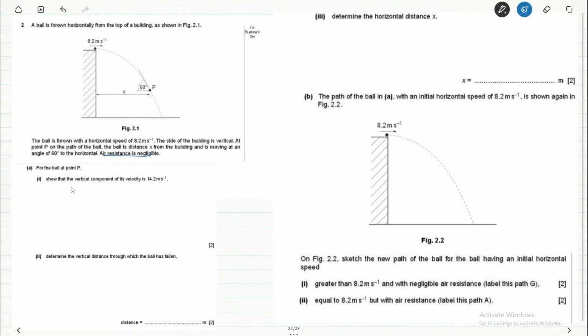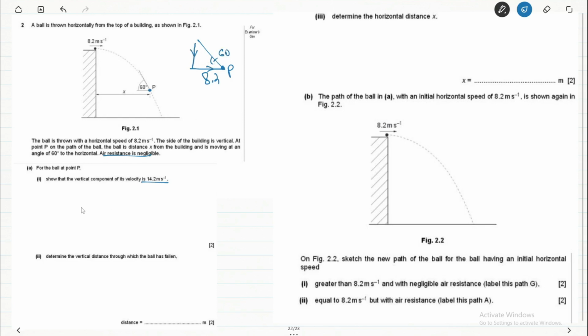Air resistance is negligible. For the ball at point P, show that the vertical component of its velocity is this, right? So at point P, air resistance is negligible. So this is the triangle at P. This is point P. This is the velocity 8.2, because it hasn't decreased since air resistance is negligible. And this would be the vertical component, and this is angle 60.